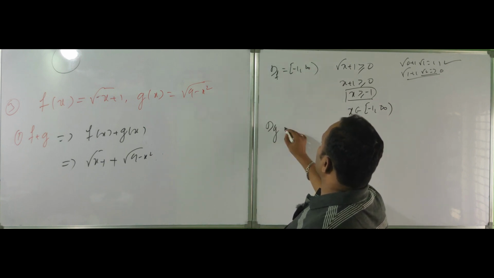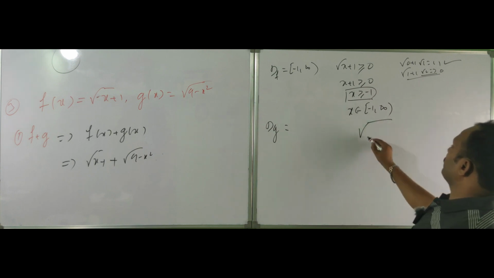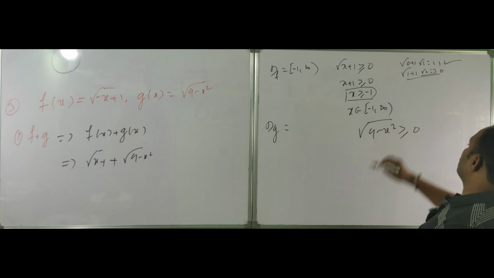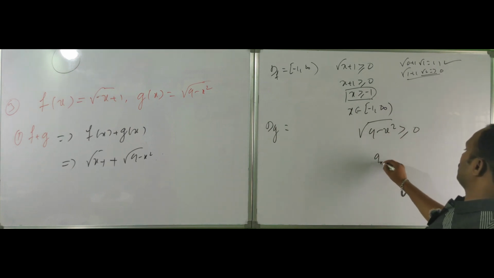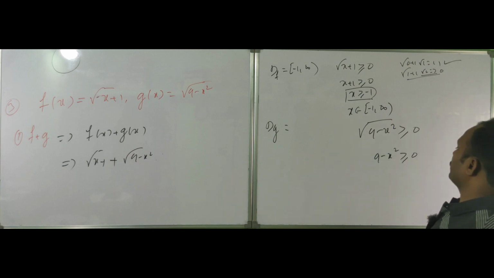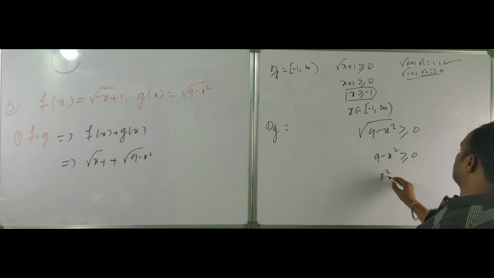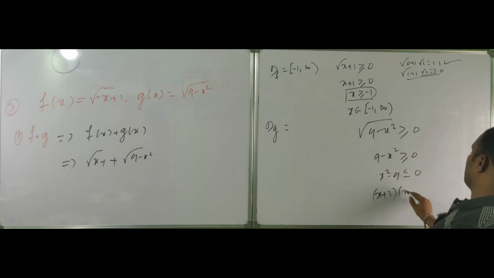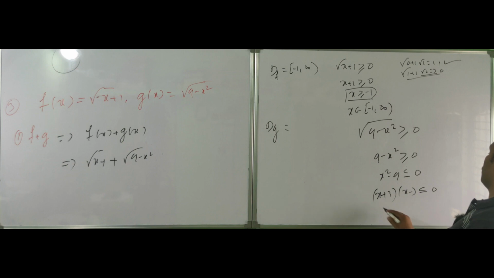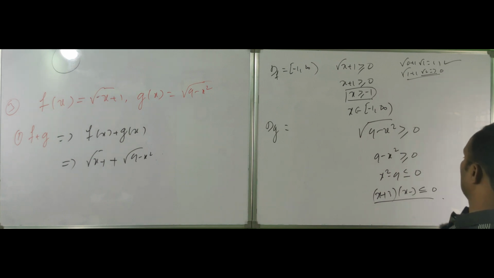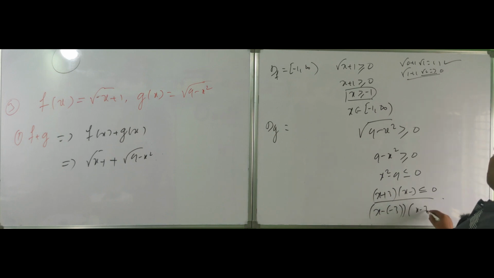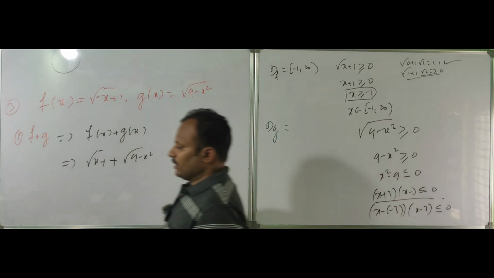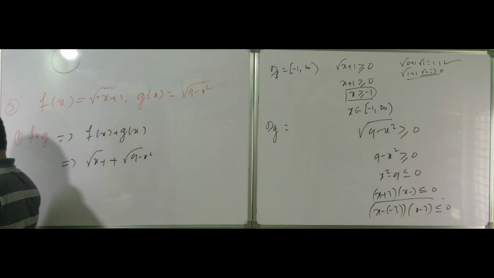Similarly, the domain of g is what? Square root of 9 minus x square should be greater than or equal to 0. Just changing the signs, x square minus 9 is less than or equal to 0. This becomes x plus 3 times x minus 3 less than or equal to 0. We have a formula for this condition.